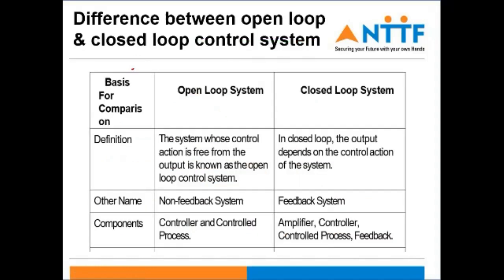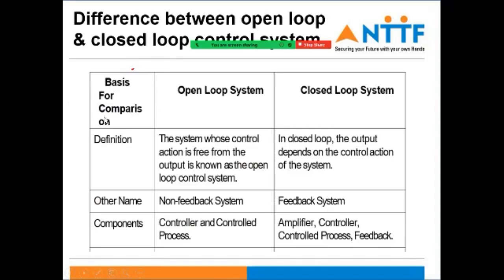Now we will conclude with the difference between open loop and closed loop control systems. Here is the comparison between open loop and closed loop. Definition: in open loop, the control action is free from the output, and in closed loop, the output depends on the control action. There is no feedback in the open loop system. Feedback is present in the closed loop.